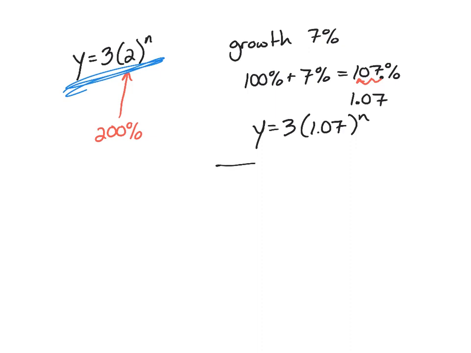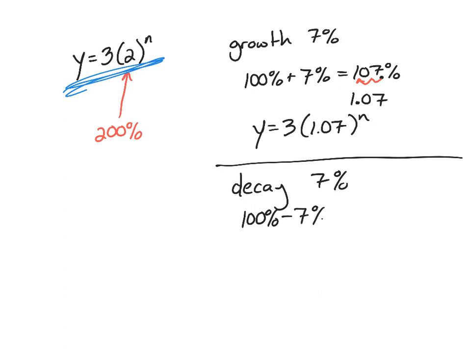Now, if I wanted 7% decay, so I wanted to decrease by 7%, I would still start with 100%. But this time I would subtract 7%, so I would go down 7%, which gives me 93%. Again, I move my decimal point 2 times to the left, and I get a multiplier of 0.93. So if I wanted to decay 7%, and let's say we started with 3 again, so we have an initial value of 3, and it goes down 7%, so 3 times 0.93 to the n power.